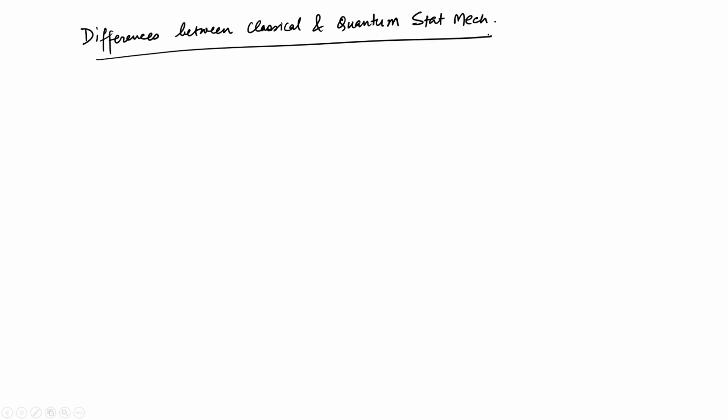Okay, so how do we enumerate the differences? There are many differences, in fact, and we are just highlighting some of the important ones and the ones that are of relevance to us. Some of the classical ideas that we have developed need to be modified in order to incorporate the indistinguishability of particles.